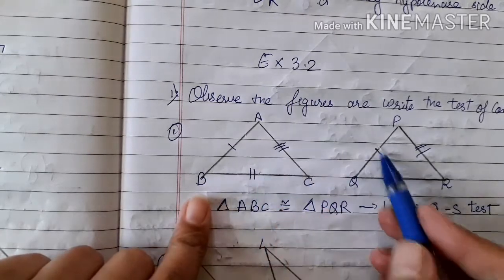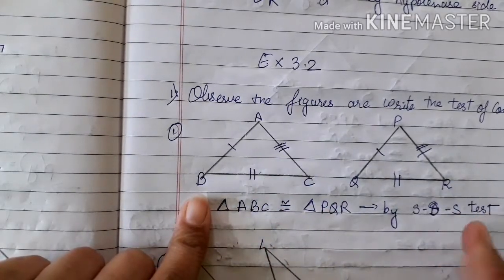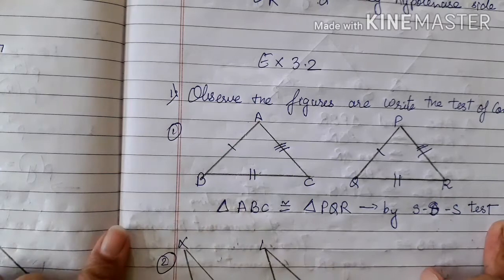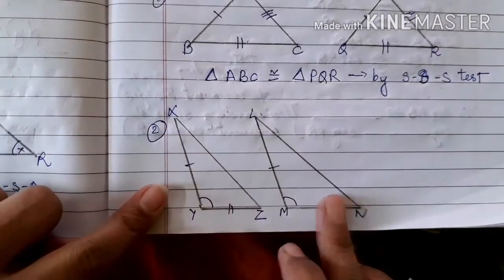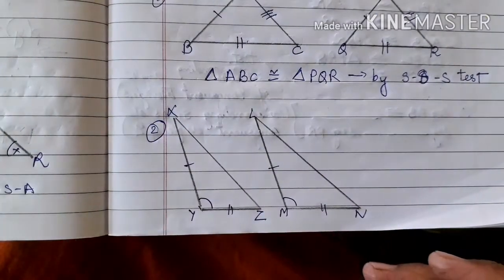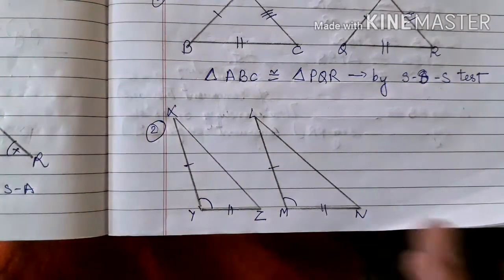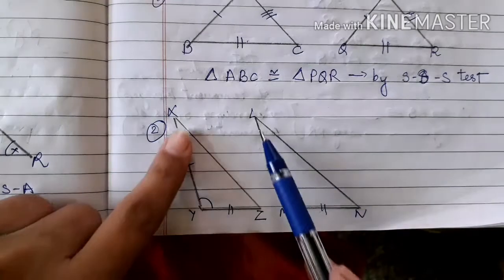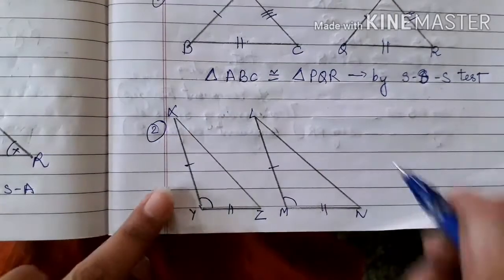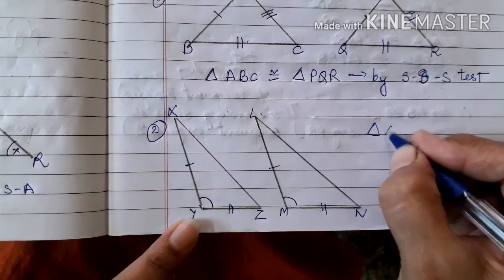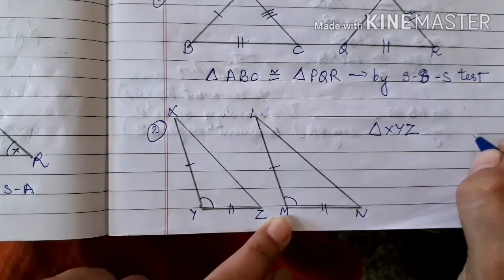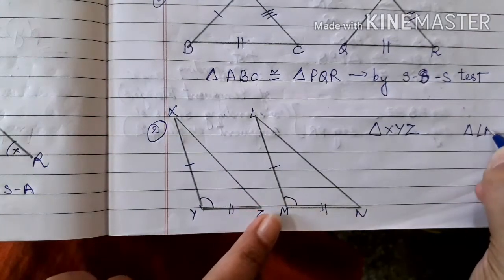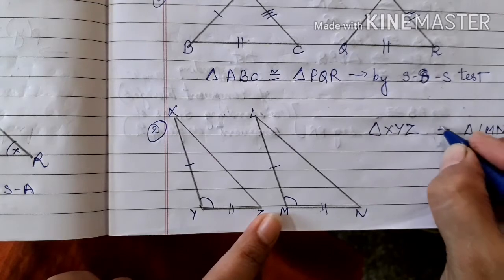Okay, all the sides are there, so it is congruent by SSS test. In this triangle, first we have to write the name of the triangles. As I said, we have to get the names right. Now you will see all the angles are in place, so we can directly write in this way only. So first write the names, triangle XYZ and triangle LMN are congruent.